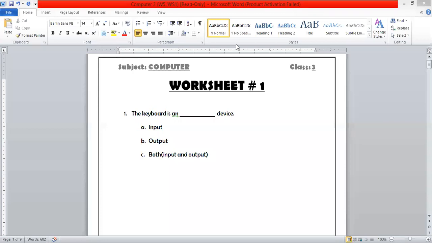So the first question of worksheet number 1 is: the keyboard is a dash device. Input, output, or both. You can also give the answer in the form of A, B, and C, so it would be easier for you. Yes, that's good. Jad Muhammad, Jad Al Sayyed, Ahmad Jibril, and Karim Muhammad. This one is the easiest question.